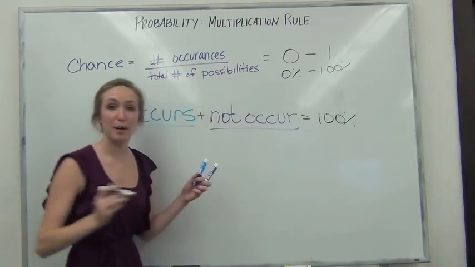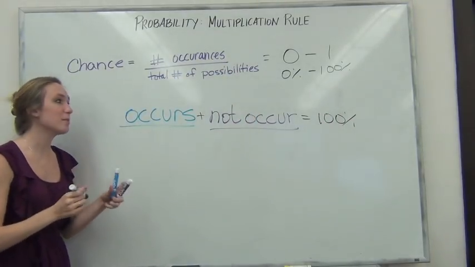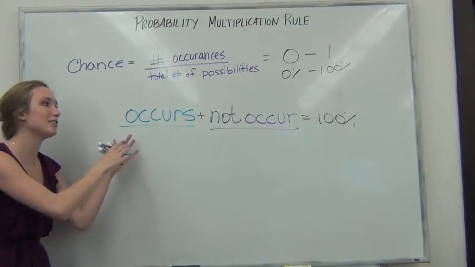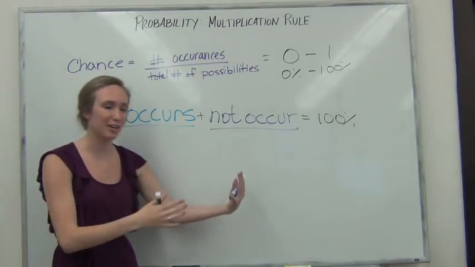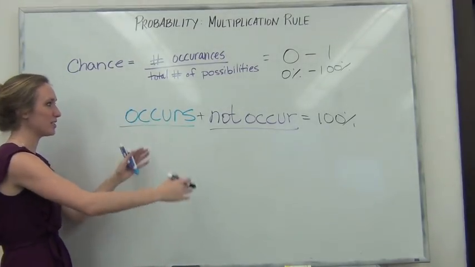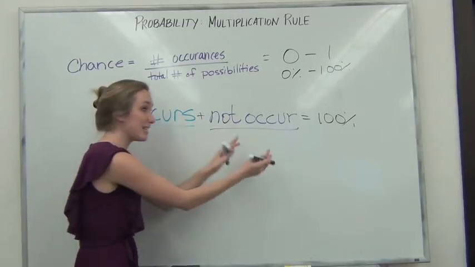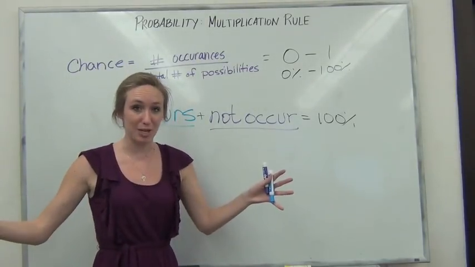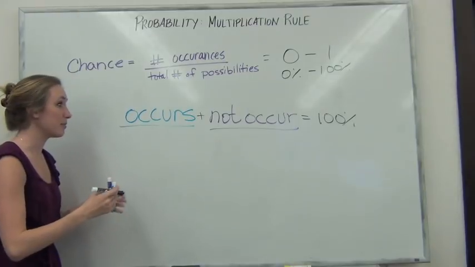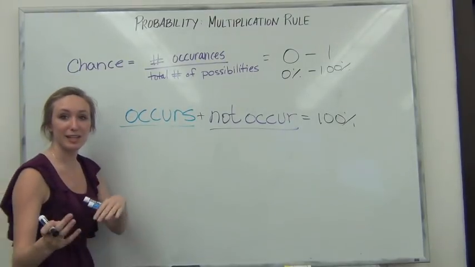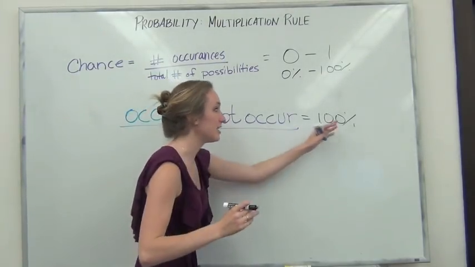That there's no other option. There's no halfway point. There's no way for something to kind of occur, or something to kind of not occur. These are definitive categories, and something can either happen or it doesn't happen. And those are the only options. So the probability that something occurs and the probability that something does not occur has to equal 100%.